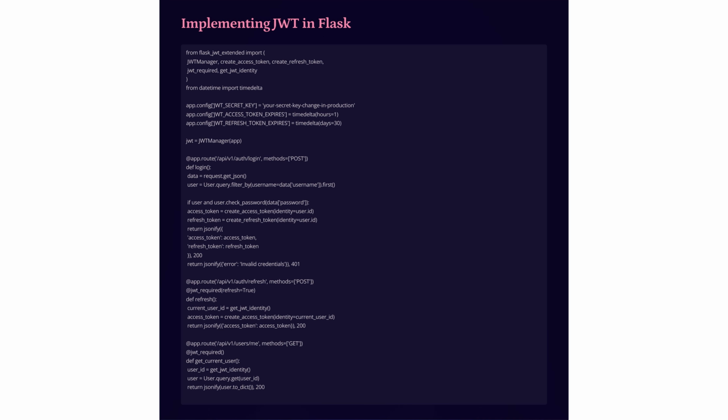In Flask, implement JWT by configuring the JWT secret key and token expiration settings. Use create_access_token and create_refresh_token for user authentication. The /api/v1/auth/login endpoint verifies credentials, issuing tokens upon success. The /api/v1/auth/refresh endpoint generates a new access token using a valid refresh token. Secure user data retrieval with /api/v1/users/me, requiring a valid access token.